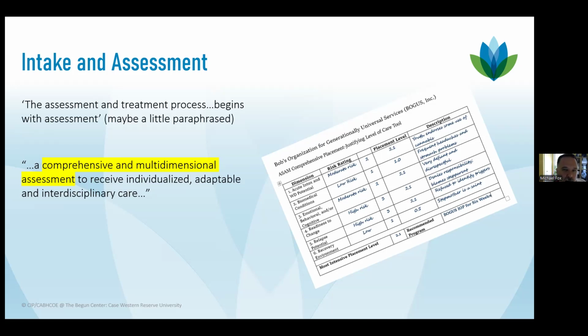ASAM, with its very complex abilities for conceptualization, understanding, risk assignment, and then treatment match, one decision at a time, can be very beneficial, but it does have to be used to its fuller extent.